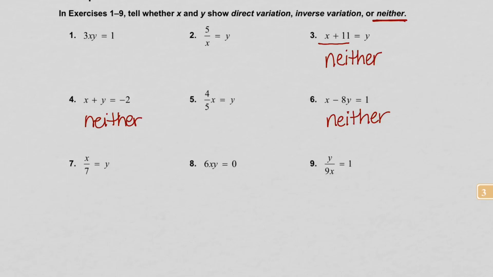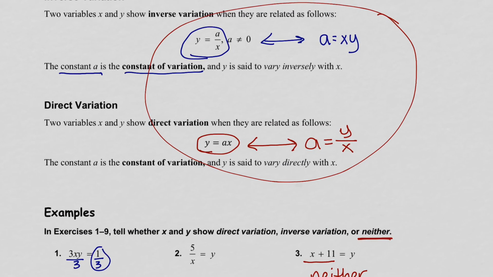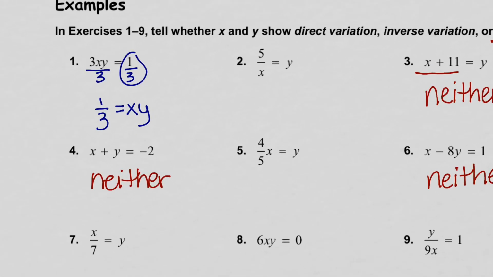If we look at number 1, to get a variable to one side and x and y to the other, here's x and y, so I want to get rid of the 3, so I'm going to divide both sides by 3. My constant here is 1/3, and it equals xy. If I go back up to my inverse variation and direct variation, I have x times y in my answer, and 1/3 is my constant, and that is under inverse variation right here. So I know that this is inverse variation.